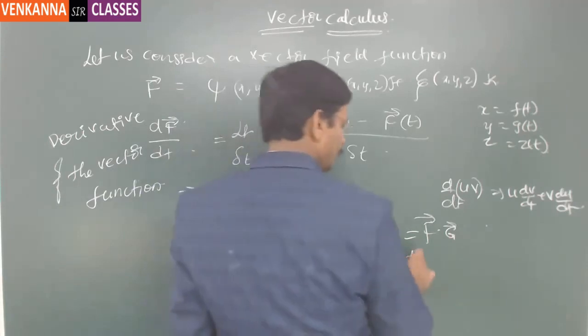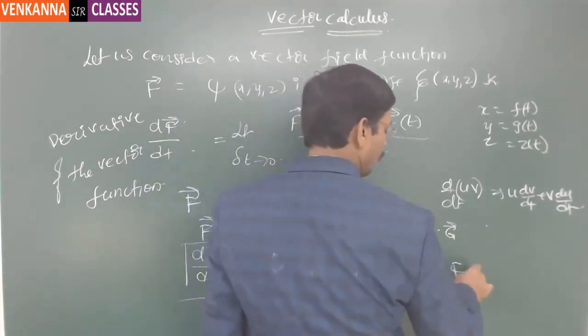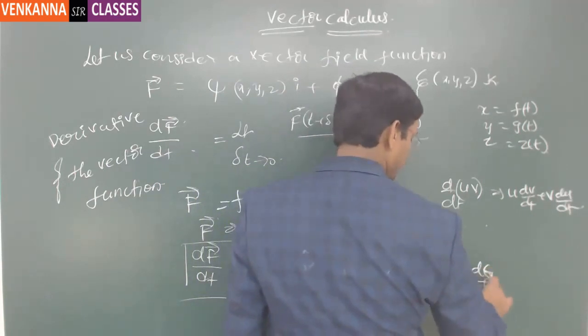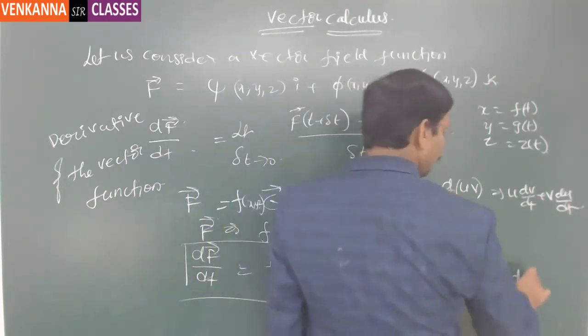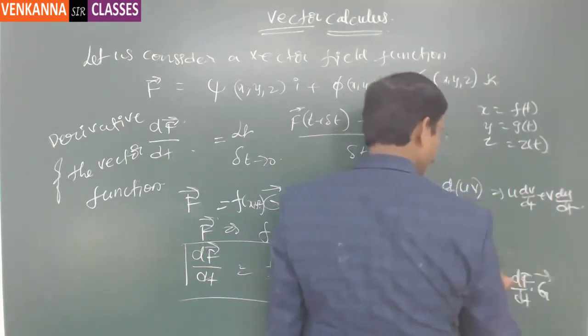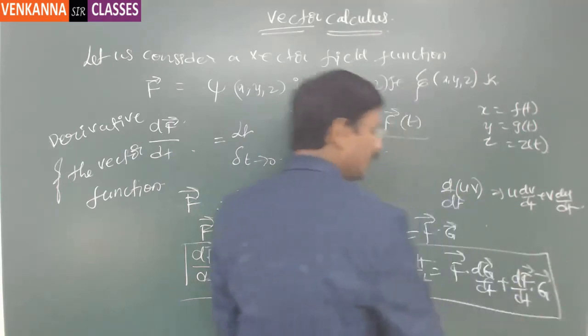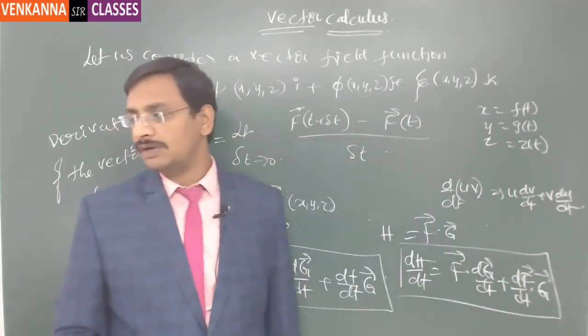So here, dh by dt, if you want to find out, is f dot dg by dt plus df by dt dot g. So this is how you will be finding the derivative of the function if there is a scalar product between two different vector fields.